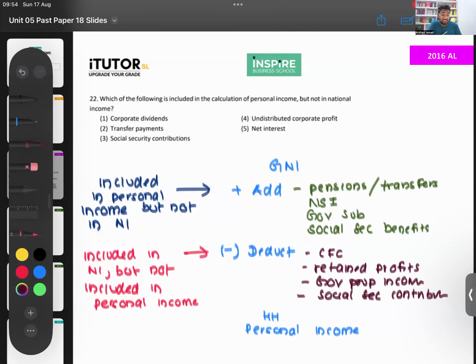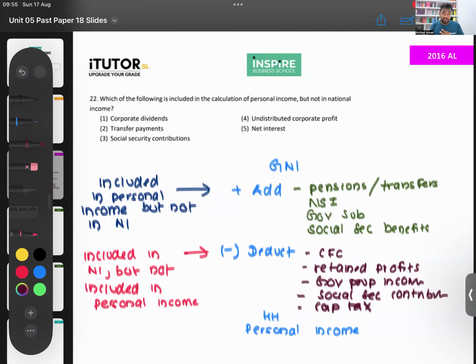Anything else? Those are like the main ones, no? So those kind of things you have to deduct. That's how you get it. Yes. CFC is consumption of fixed capital, depreciation. Corporate taxes, yeah. So corporate taxes and all, you can read. So that's how you get this.